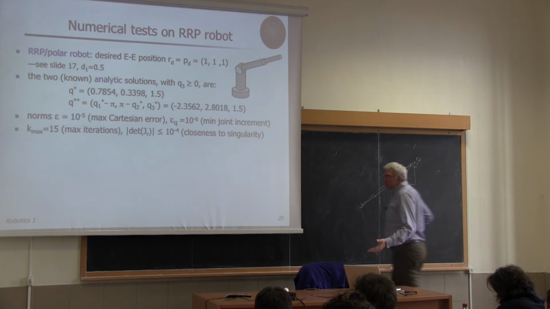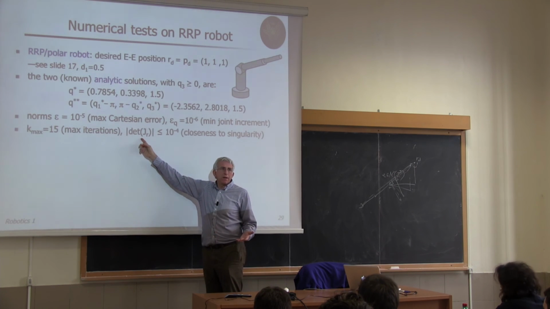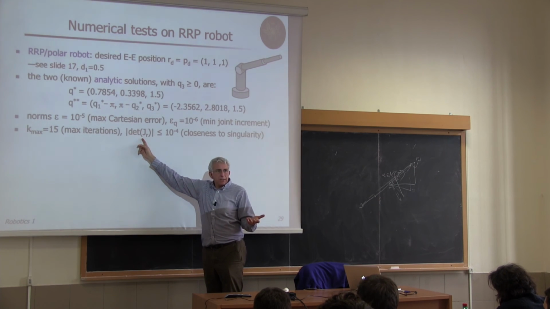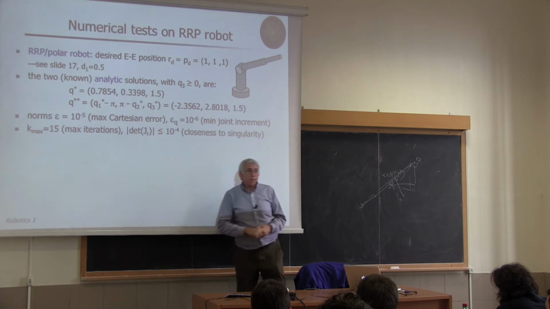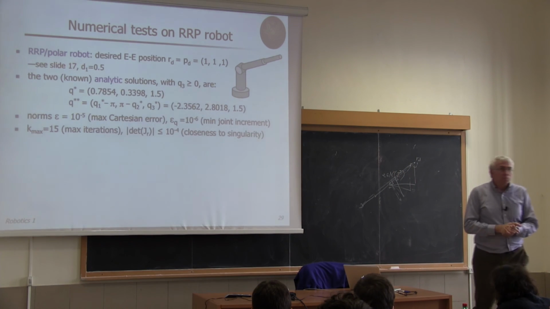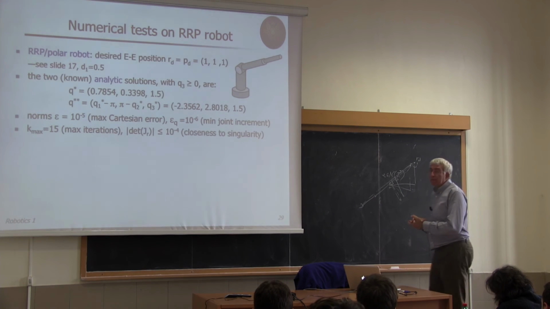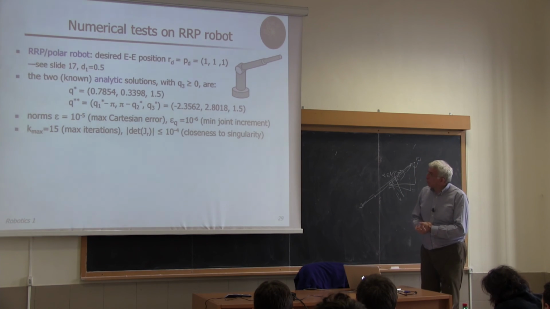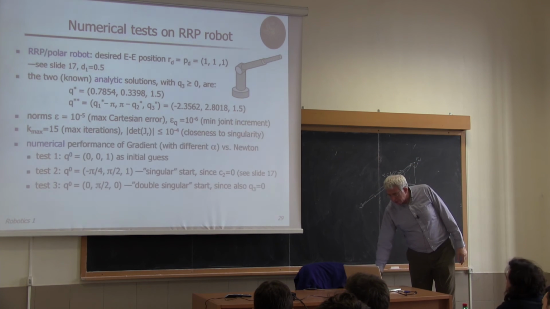And then, just to make things simple here, I've taken the absolute value of the determinant as an indicator of the distance from the singularity, although I warn you that this is not the best thing to do. If we are below 10 to the minus 4, then we believe that we are close enough to a singularity, and we should take some precaution at that point. Okay, so these are the data that I'm using for the implementation of the algorithm.